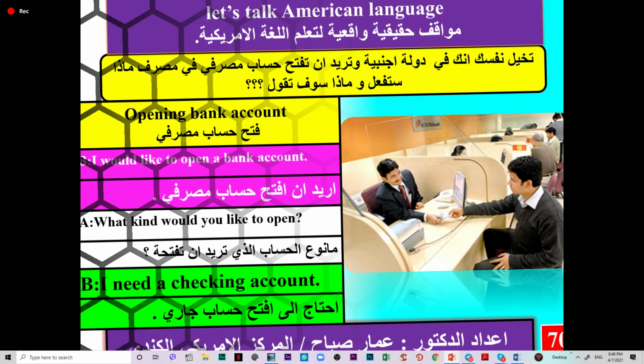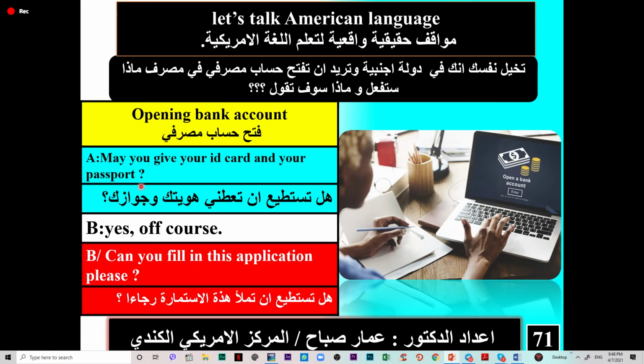We write notes so we don't forget the words. May you give me your ID, or we can use Can you give me your ID, sir, if you don't mind? Can you give me your ID card and your passport?